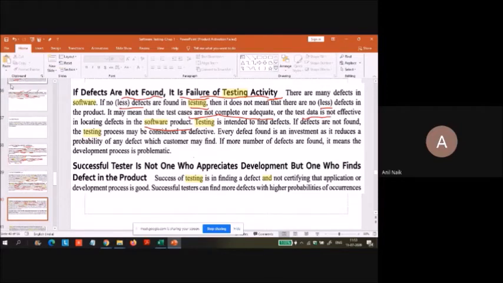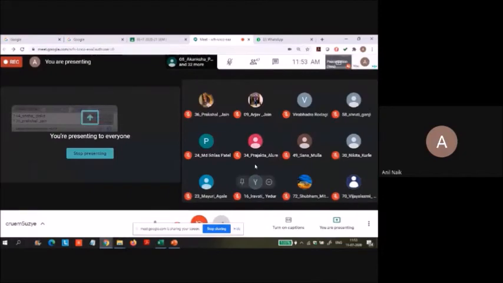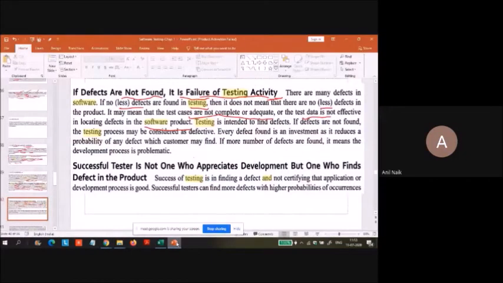So if you are not finding defects, you may have to change the test cases or change the test strategy. Testing is intended to find defects. Testing means you have to find the defects. If defects are not found, the testing process may be considered defective.